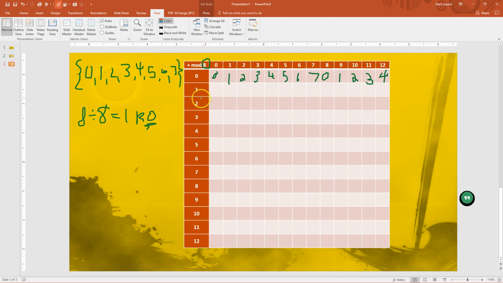And I bet we can probably figure out what's going to go on here. 1 plus 0 is 1. 1 plus 1 is 2. 1 plus 2 is 3. 1 plus 3 is 4. 1 plus 4 is 5. 1 plus 5 is 6. 1 plus 6 is 7. 1 plus 7 is 8. Whoa, can't use 8. 8 divided by 8 is 1, remainder 0. So we have our remainder in there. Now 1 plus 8 is 9. 9 divided by 8 is 1, remainder 1. So we start all over again.